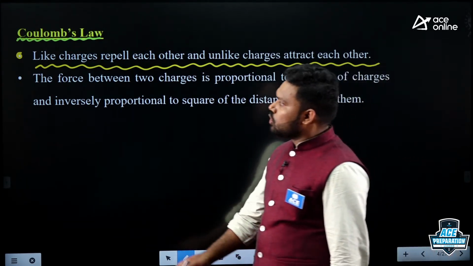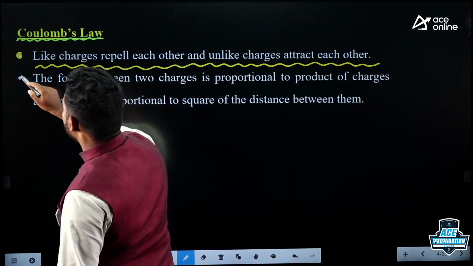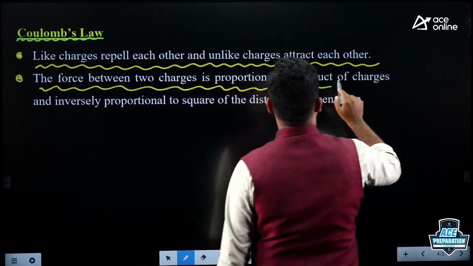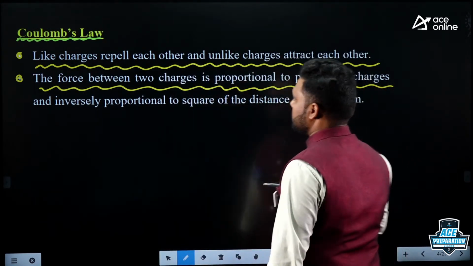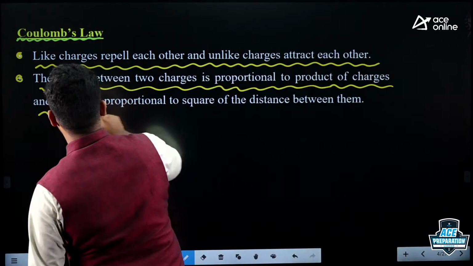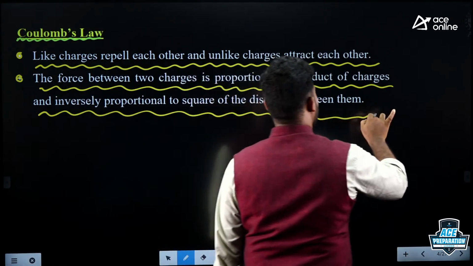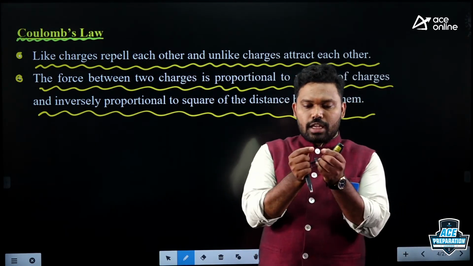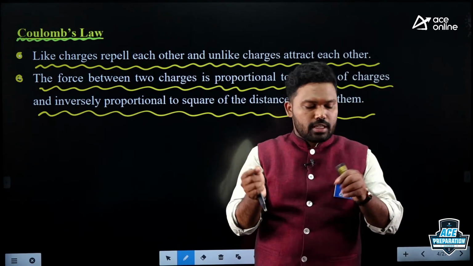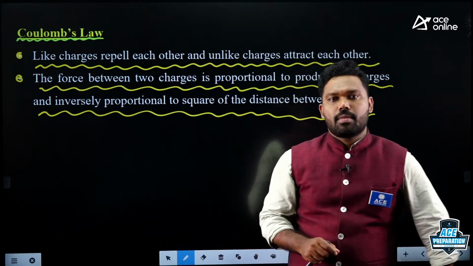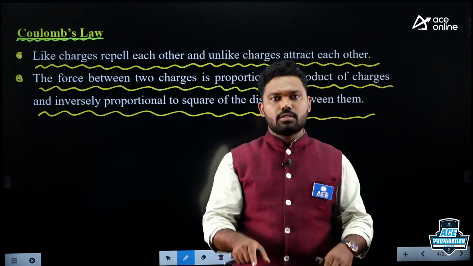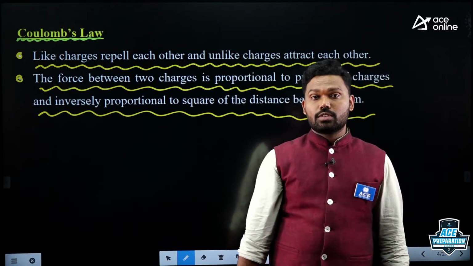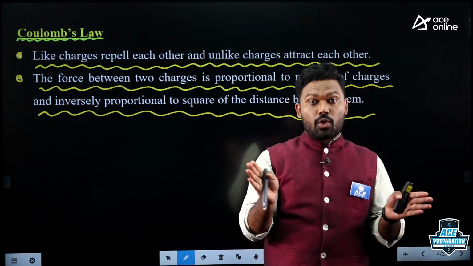That is also given by Coulomb himself. What Coulomb's law says is this: the force between two charges is proportional to the product of the charges and inversely proportional to the square of the distance between them. As I said earlier, there are two charges, and between them there is a force, whether attraction or repulsion. The magnitude of the force according to Coulomb's law is given by the product of charges.